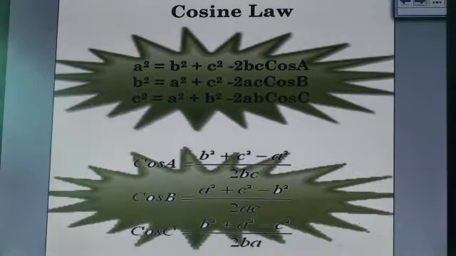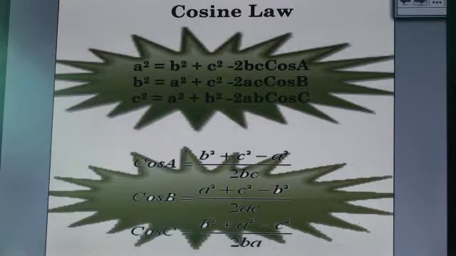The cosine law has, if we're looking for a side, the other two sides added together squared minus 2 times the other length of the other side's cosine of that angle contained between them. Again, if you're looking for a side, you must know the other two sides and the angle between those sides.